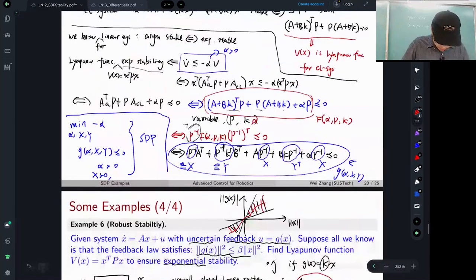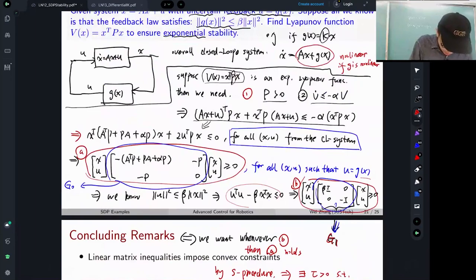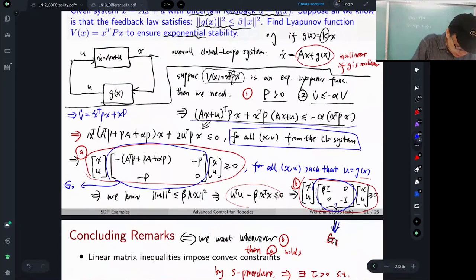Also, Yunhan asked me why we have this. It's just because, let me add one more step: V dot, where V is X transpose P X. If you take the derivative, that's X dot transpose times P times X plus X transpose P X dot. The only thing that depends on T is X; P is constant. X dot is the vector field, which is A X plus U. That's how I derived it. Let's skip this step; if you need, I will add this back in.